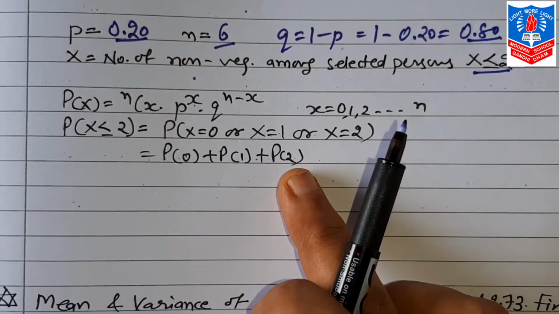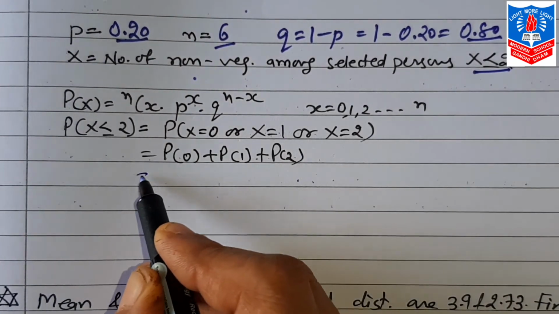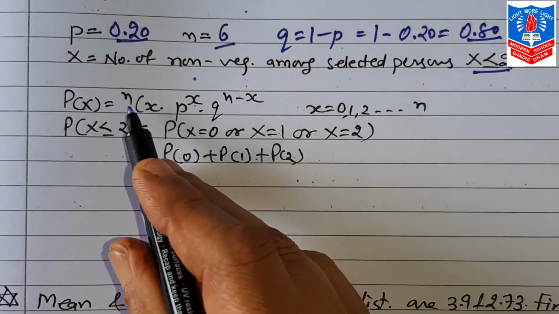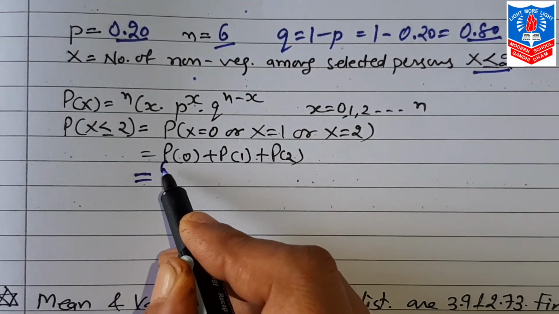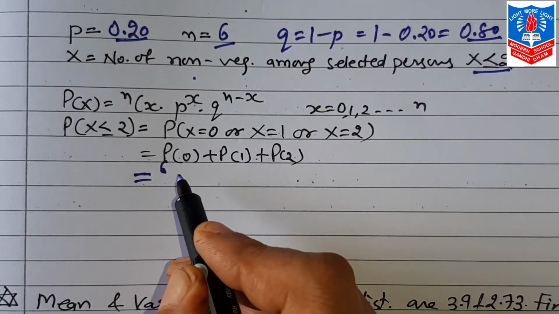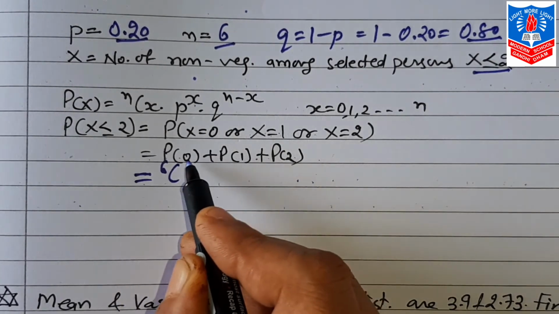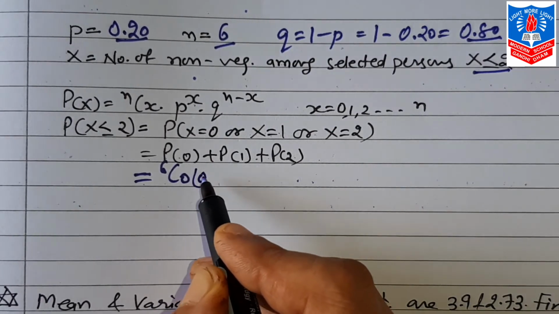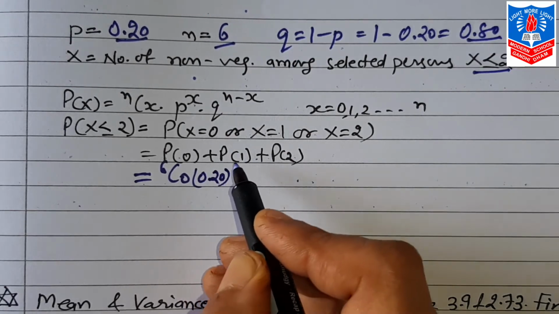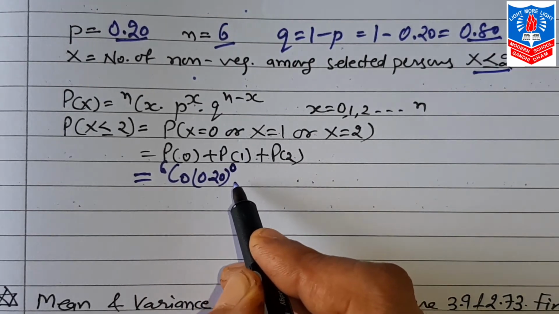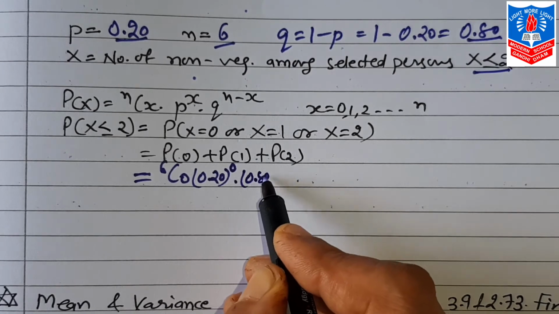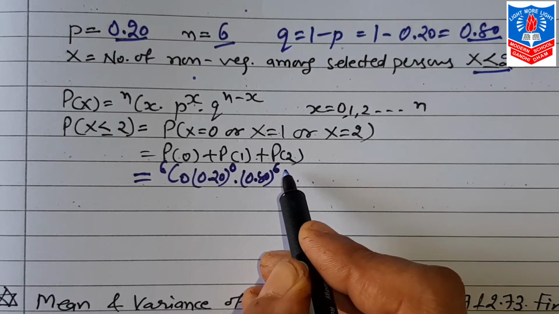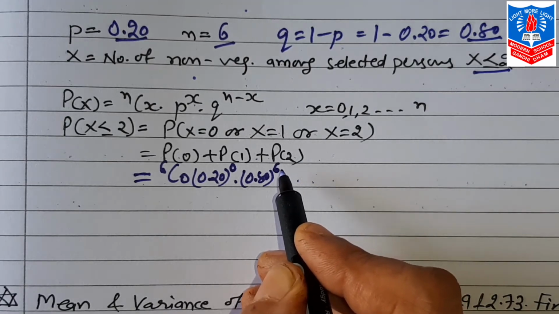Now how it will be, we will solve. Now see the formula, in this only nCx, the value of x, n is 6. Here when we put the value of x as 0, so this will be 6C0, into p value 0.20 raised to 0, into 0.80 raised to 6. Actually it will be 6 minus 0, so it will be 6.